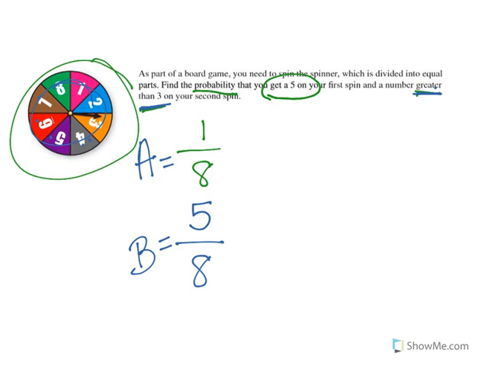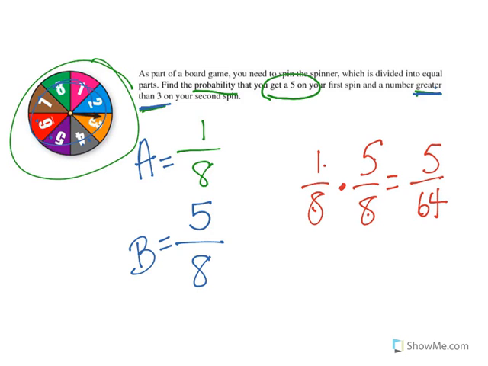So how do we figure out the probability of it happening just like that? We get a 5 and then we get something higher than a 3. Well, multiply. 1/8, actually, I'm going to do this in a different color, 1/8 times 5/8. Remember, when you multiply a fraction times a fraction, you just multiply across. So 1 times 5 is 5. 8 times 8 is 64.